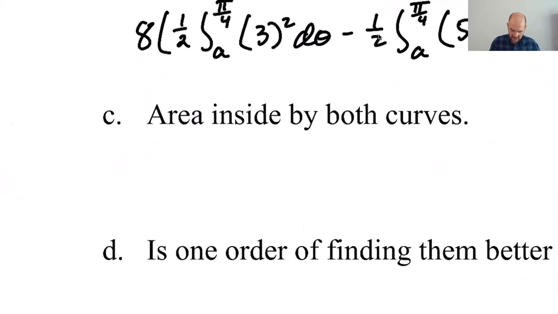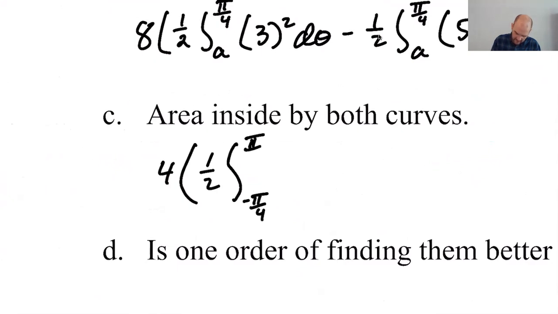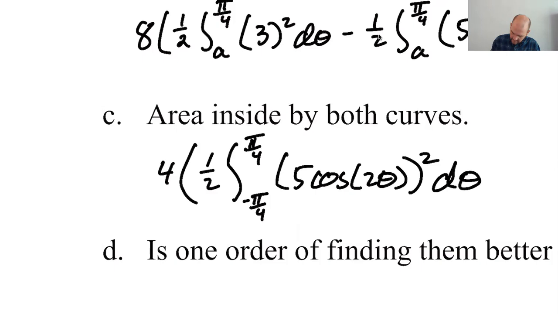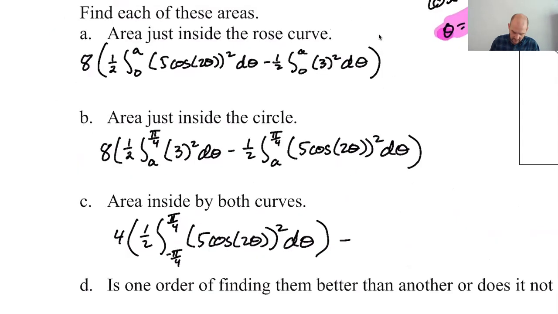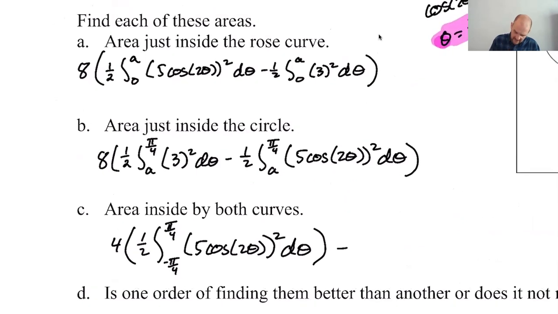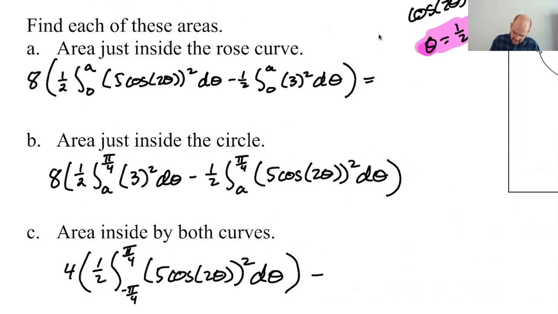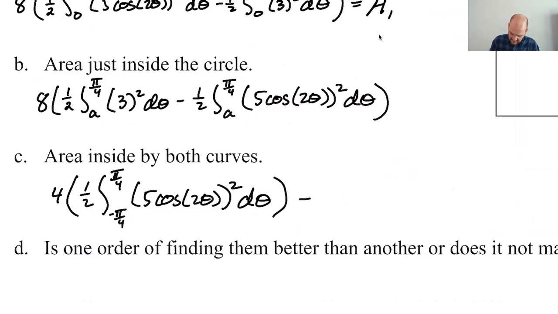So the entire rose curve is going to be, there's 4 of them, 1/2. We're going to go negative pi over 4 to pi over 4, and then the rose curve. So this is the entire rose curve. And then I want to subtract off the area that's inside both, which is actually the answer to A. Let's call it capital A sub 1. So I'm going to subtract off A sub 1.